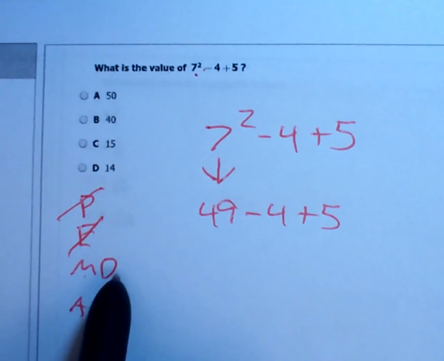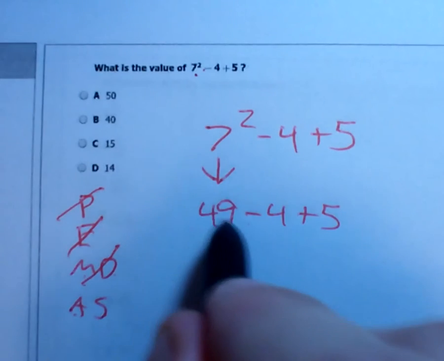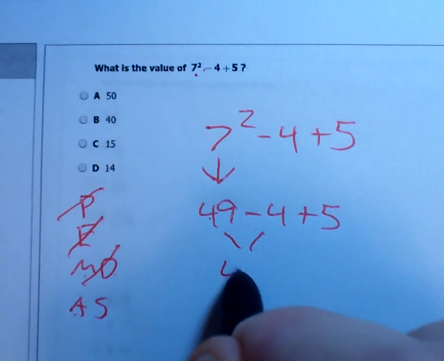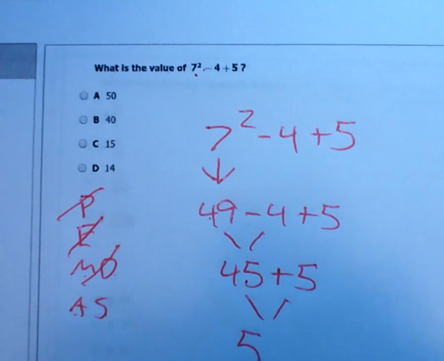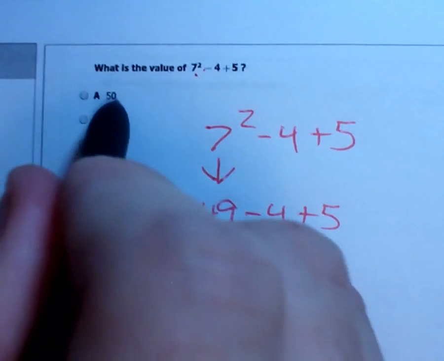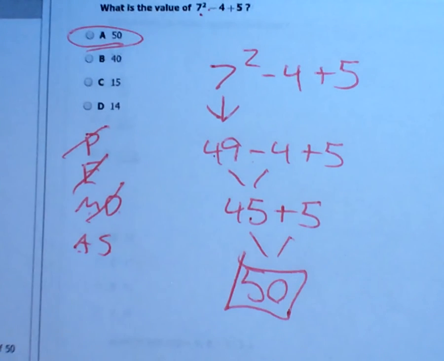Now I look to see if we have multiply or divide. Nope, done with that too. Add, subtract, left to right. 49 minus 4 is 45 plus 5. 45 plus 5 is 50, which is A. All right. I'll leave that up there just for a second.